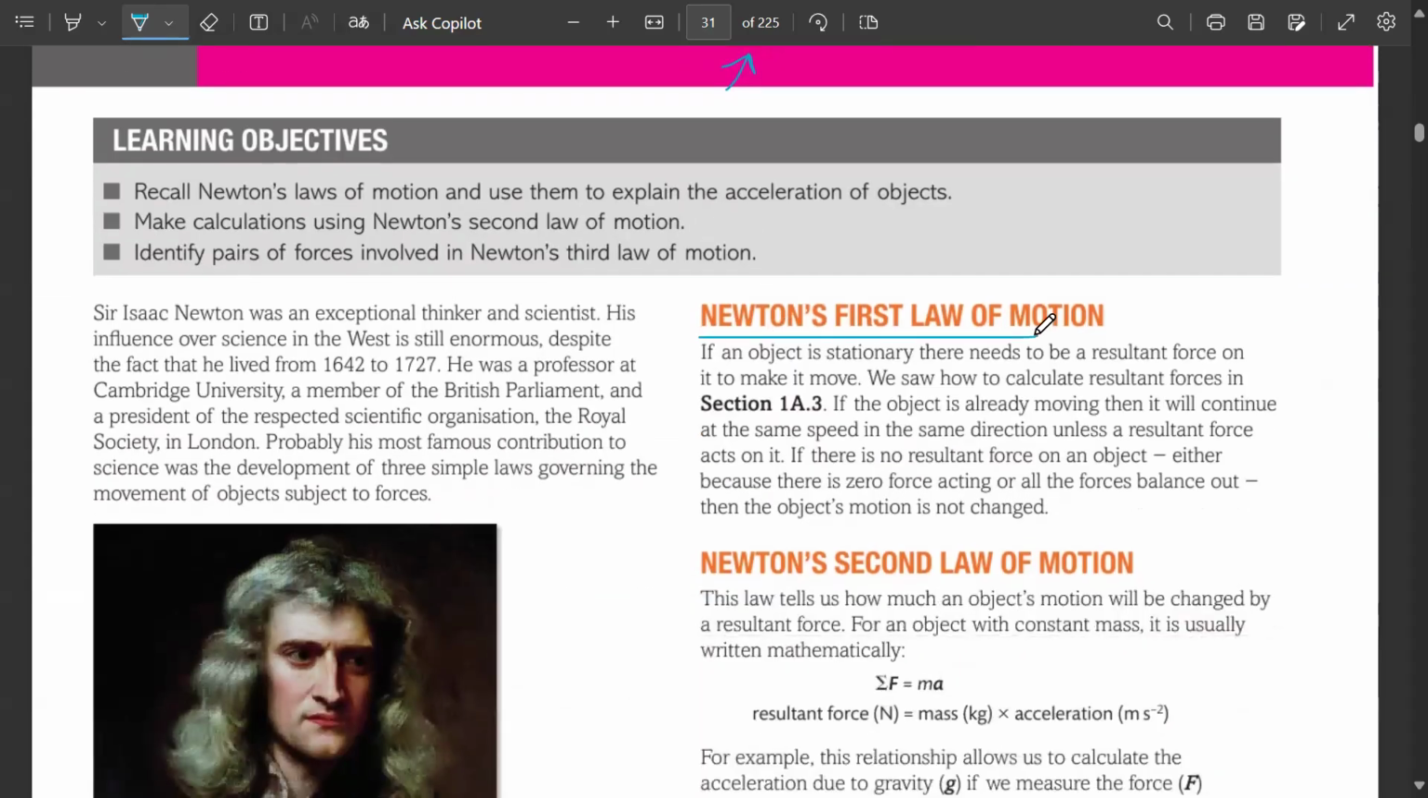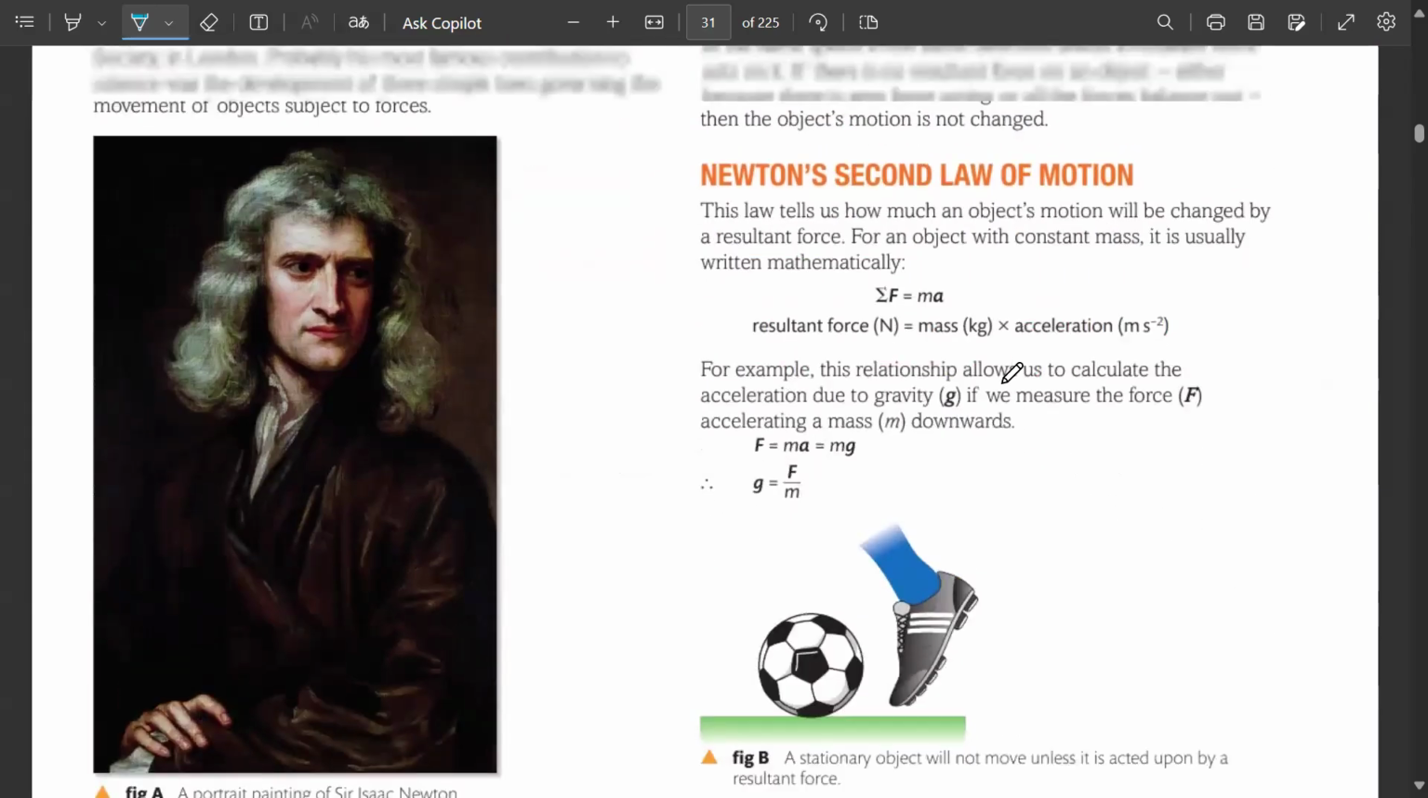If we talk about Newton's first law, if an object is stationary, there needs to be a resultant force on it to make it move. We saw how to calculate the resultant forces in section 1a.3, and if the object is already moving, then it will continue to move at the same speed in the same direction until a resultant force acts on it. And if there is no resultant force on an object, we say that its motion has not changed and it's going to remain in equilibrium.